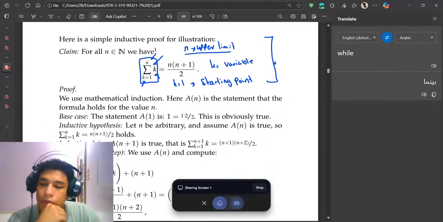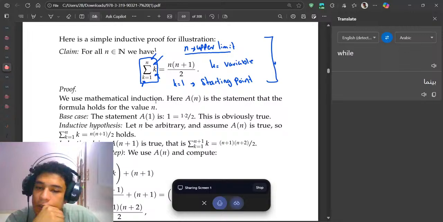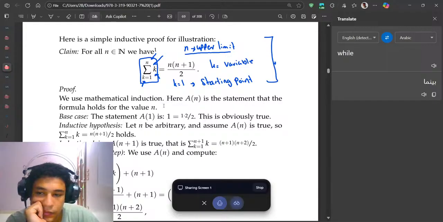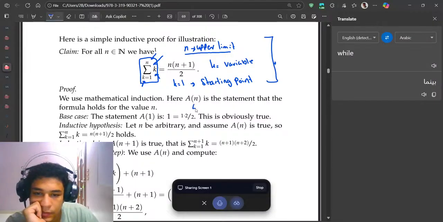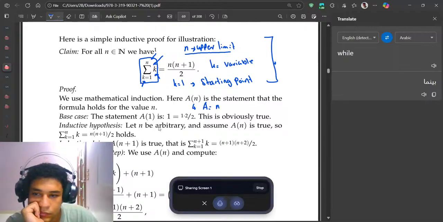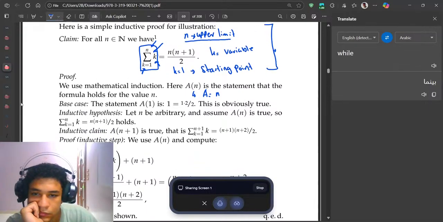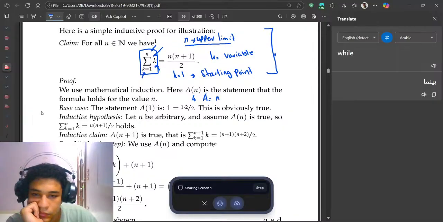Okay, let's continue. Proof: we use mathematical induction here. A_n is a statement that the formula holds for the value n. So A_n here basically means A equals n, right? That's correct. The statement A_n refers to the formula being true for a particular n. In this case, you're proving the formula holds for all natural numbers n using mathematical induction. So A_n represents the statement or formula you're verifying for each n.